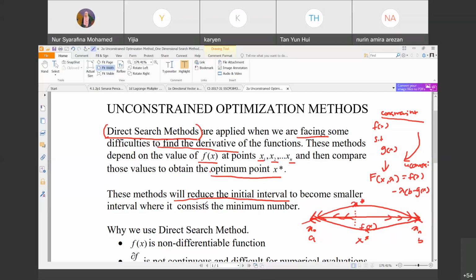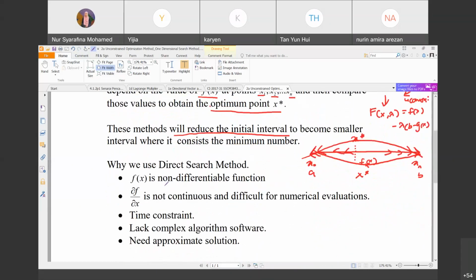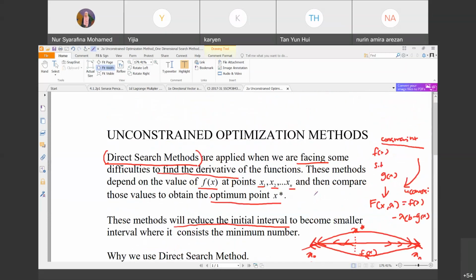Why do we use it? Where a function is a non-differentiable function, del f del x is not continuous and difficult for numerical evaluation. Also for time constraints, like a complex algorithm that needs an approximate solution. So instead of finding the exact solution, just like what we did previously, one exact point, one calculation, one solution, now we want to use this direct search method in terms of numerical process, numerical evaluation. Clear? So this is direct search method.